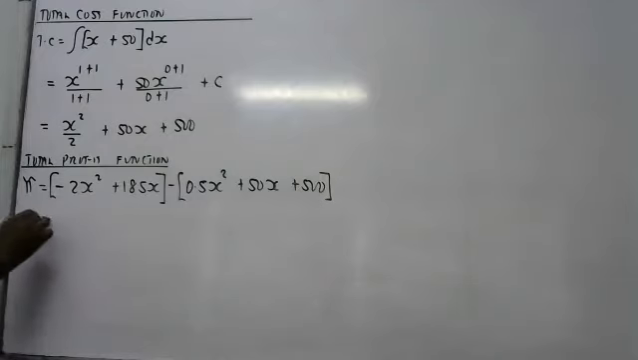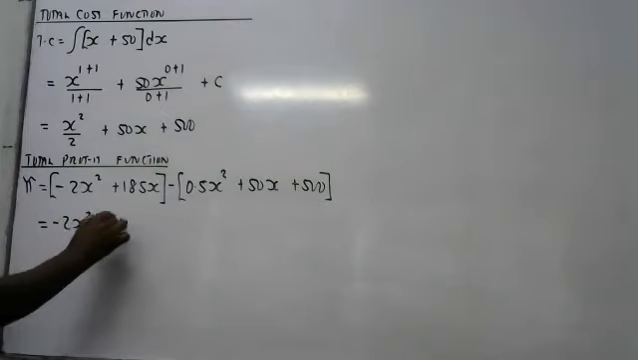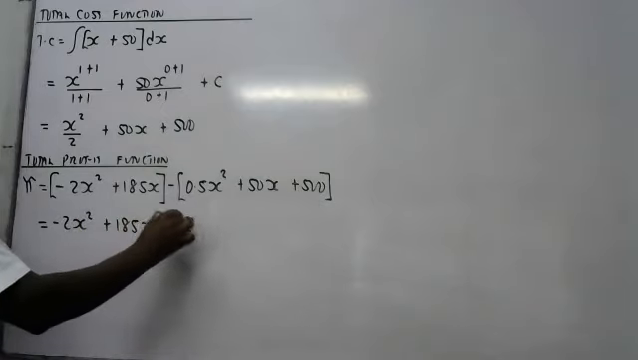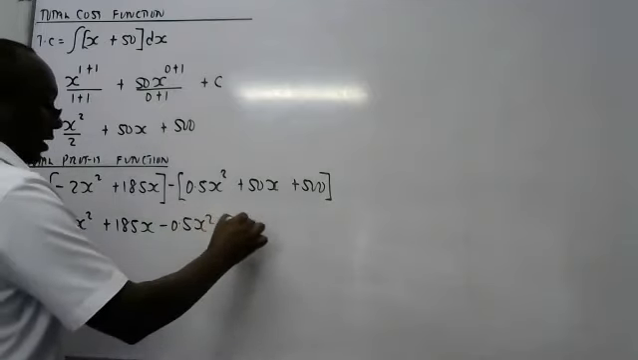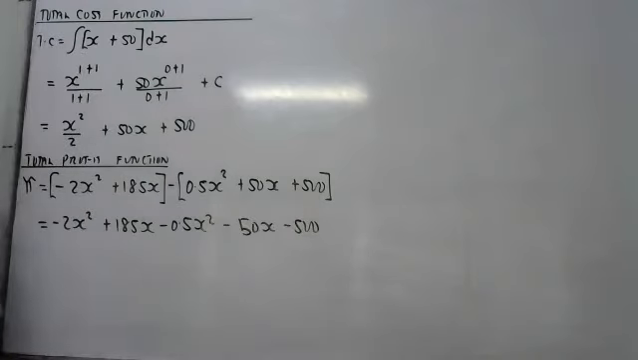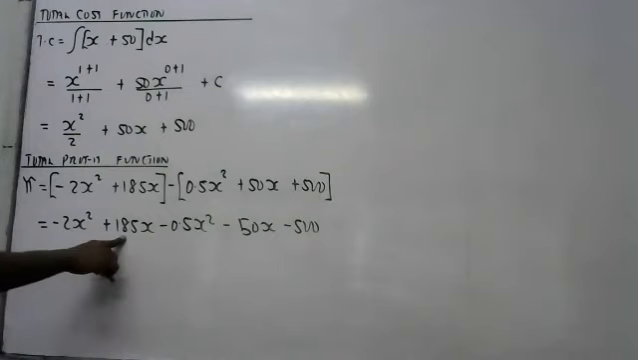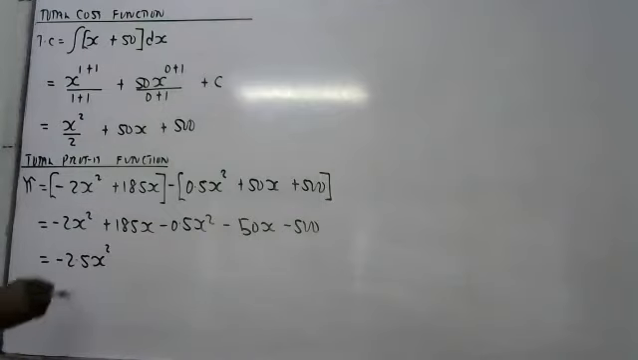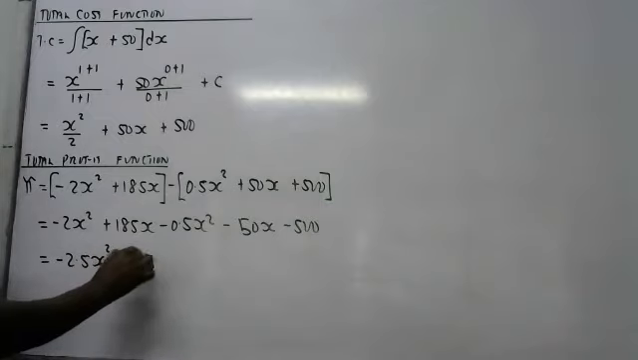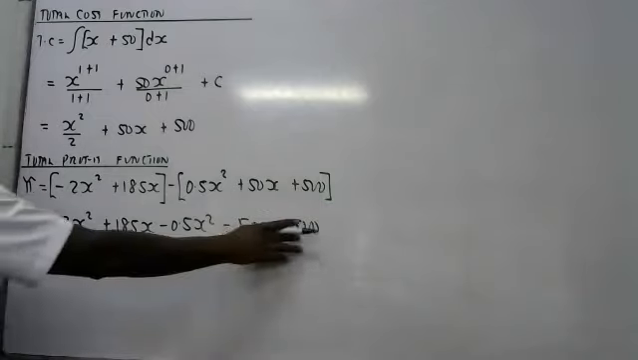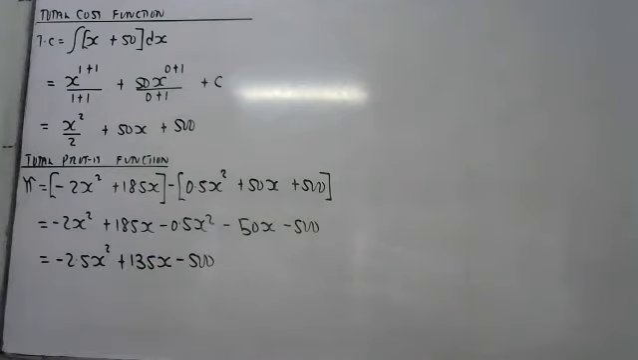So this opens up as minus 2x squared plus 185x minus 0.5x squared minus 50x minus 500. We put like items together so that this x squared could join this one, and we are left with minus 2.5x squared. This 50x joins the 185x to achieve 135x, plus 135x. And then this one is left on its own, minus 500. That was the profit function.